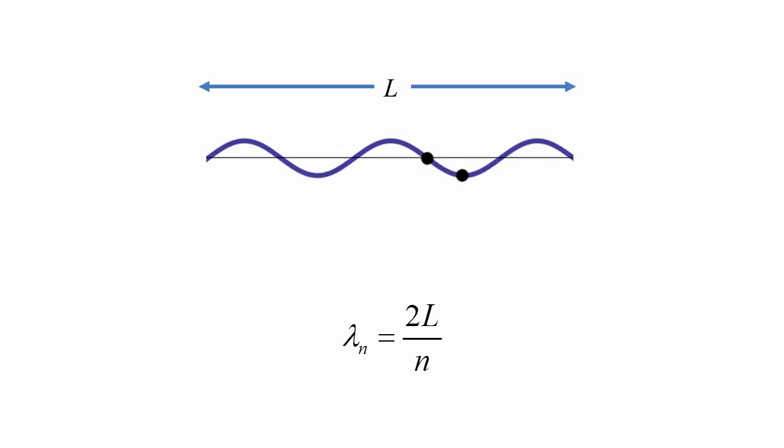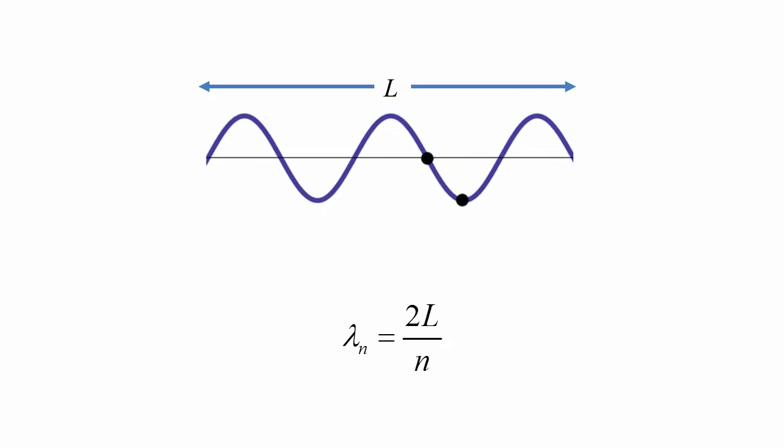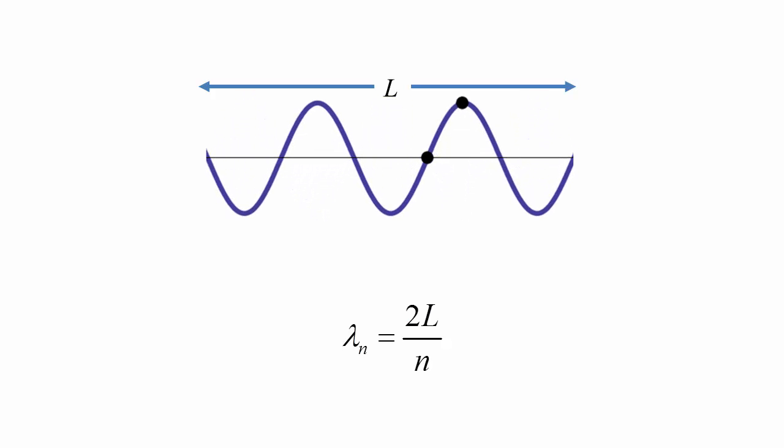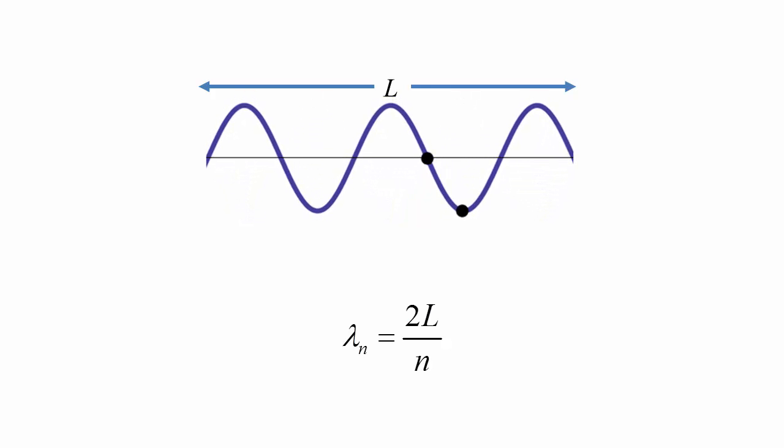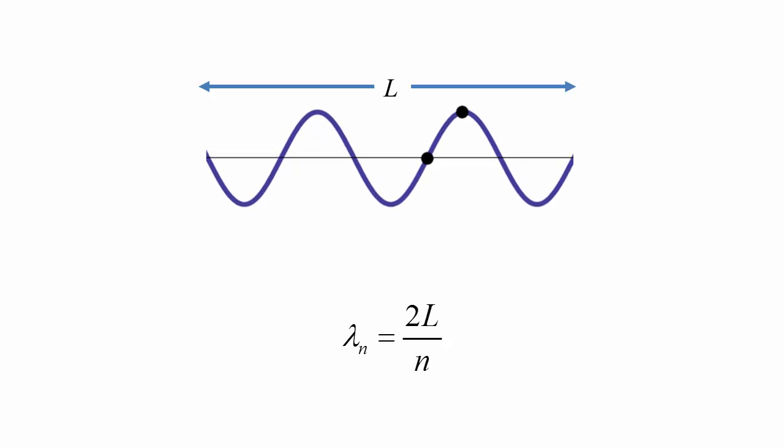In the case of a string fixed at both ends, the harmonic is the number of half-wavelengths of the standing wave that can fit into the length of the string. In the animation on the screen, what is the harmonic for this standing wave?